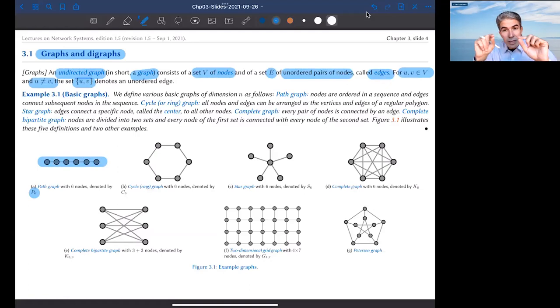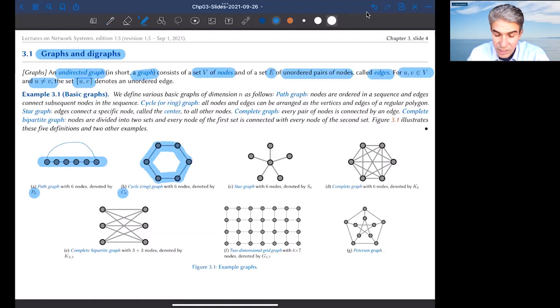P2 is two nodes with one edge between them. Now, if you take the path graph and you add an additional edge from the first to the sixth node, then what you obtain is called a cycle or a ring graph. So here, this is the example, right? There are six nodes and the symbol is C6, cycle six.